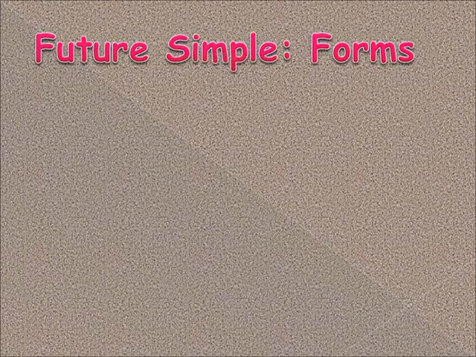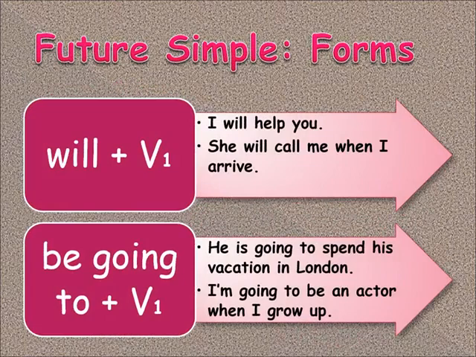Simple future forms. Let's see how the structure is made. When we are using will, we have to use the first form of verb. For example, I say, I will help you. Or I can also say, she will call me when I arrive. When we are using the modal verb will and the first form of verb, this is how we construct sentences. The subject, will, and the first form of verb.